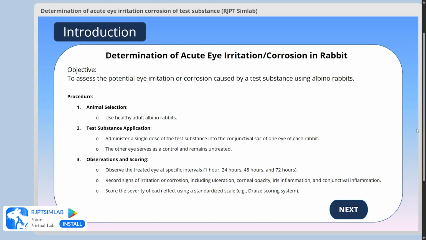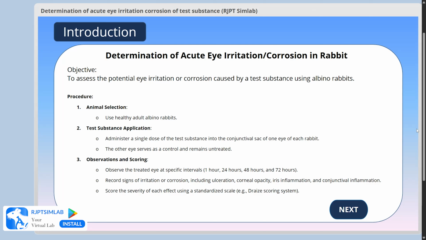In this video, we will study the potential eye irritation or corrosion caused by a test substance using albino rabbits. At the end of this video, we will be able to tell the effect of a test drug on the eye irritation or corrosion caused by the test drug on the albino rabbit's eye. Now, let us start with the experiment.